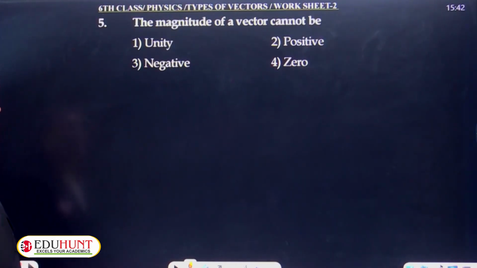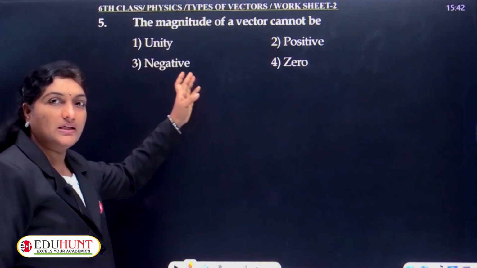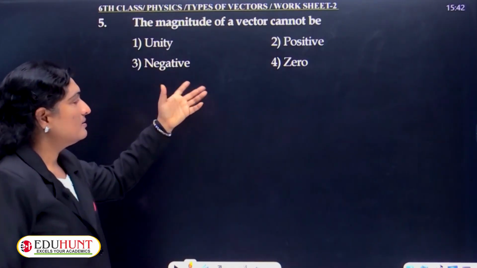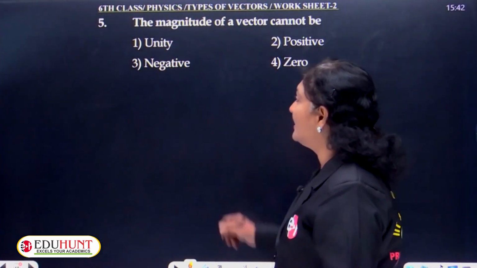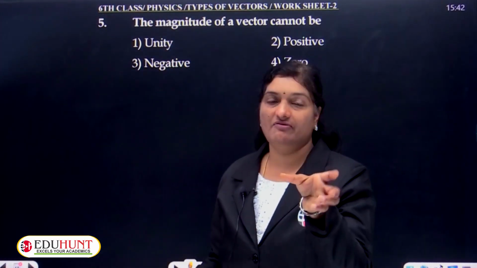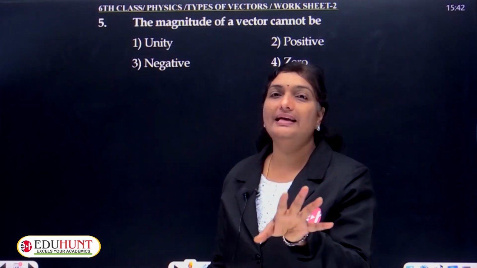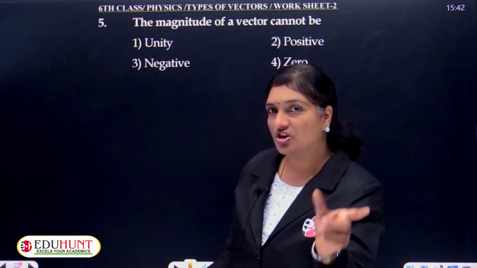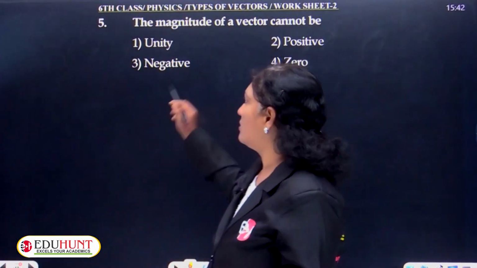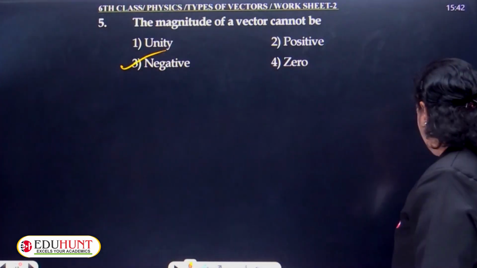Cannot be predicted. Fifth one, the magnitude of a vector cannot be. The magnitude of a vector can be unity, can be 0, or can be positive. The magnitude itself is a positive value, whereas i cap, minus i cap, j cap, minus j cap all indicate directions. The magnitude of the vector is always either 0 or positive. It can also be 1. Hence, the correct option: it can never be negative.